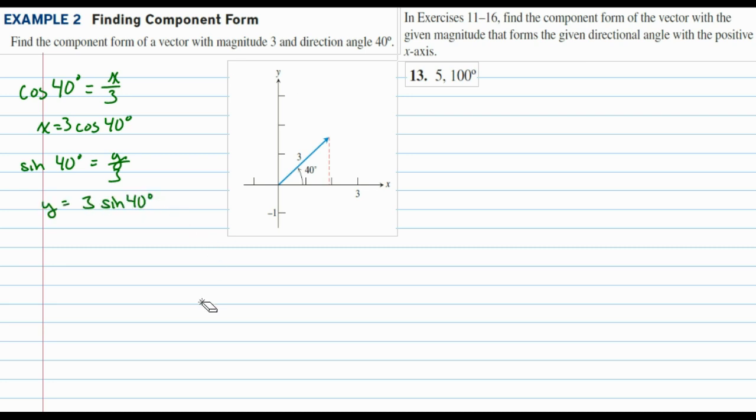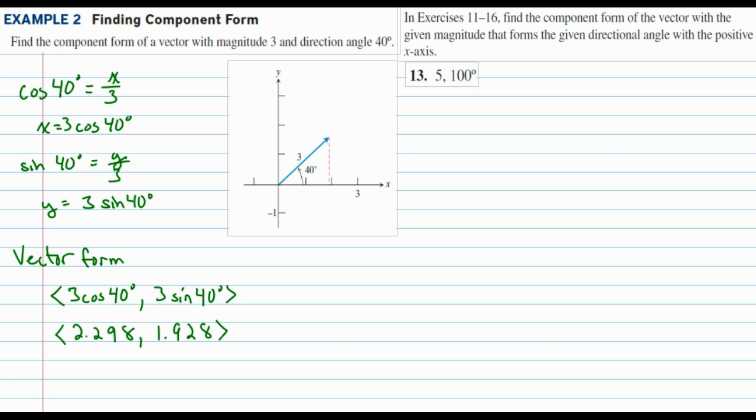Now that gives me my x and y, but of course I want to put that into vector form. So it has those little brackets, and then I have 3 cosine 40 degrees, and then 3 sine 40 degrees for the y. And if you want to put that in decimal form, you can too. Now try problem number 13.